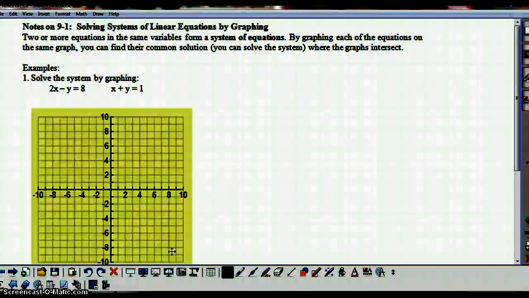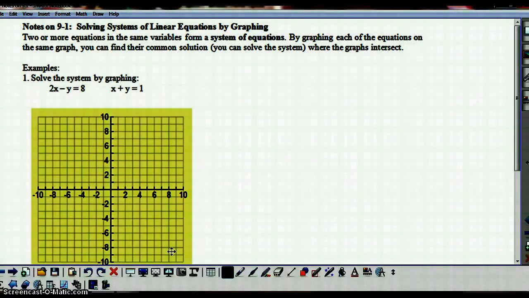For this screencast, we're going to look at solving systems of linear equations by graphing. There are many methods for solving systems of linear equations, and we're going to learn about several of them in Chapter 9. The first one we're going to take a look at is how to solve a system by graphing.